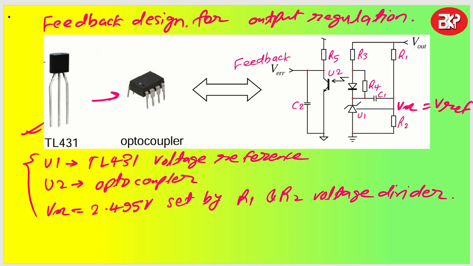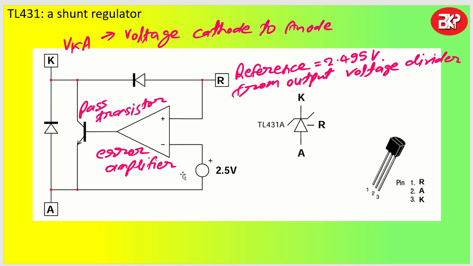So how does TL431 work? That we have to understand. As you can see, TL431 is a shunt voltage regulator. It is also called a voltage reference IC. It has 3 pins: one is cathode, one is anode, and one is reference. You can see here they are marked as 1, 2, 3. This is the reference that is set inbuilt, so this is my set value which is there inside the IC.